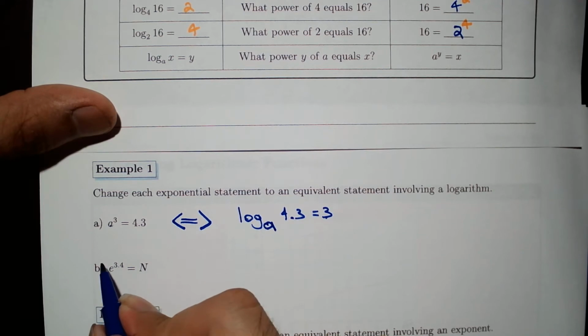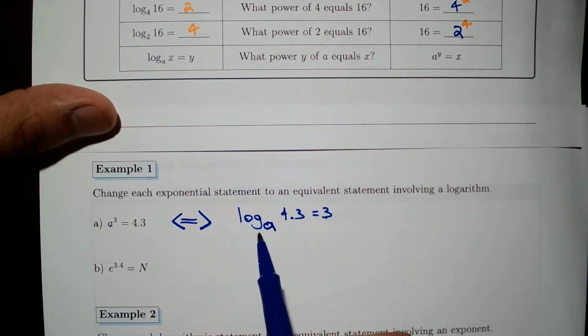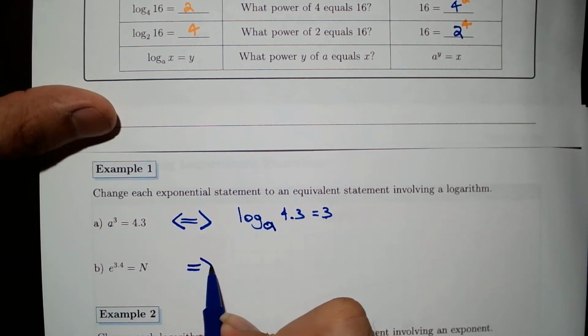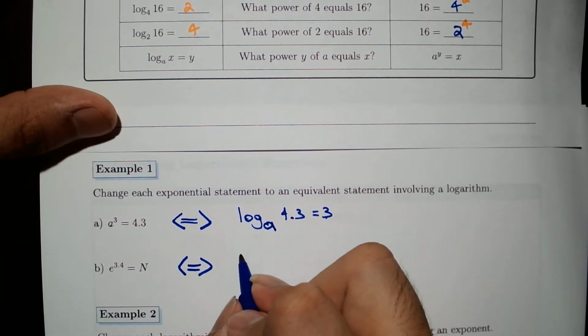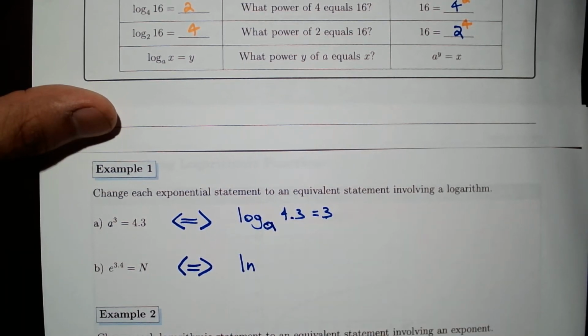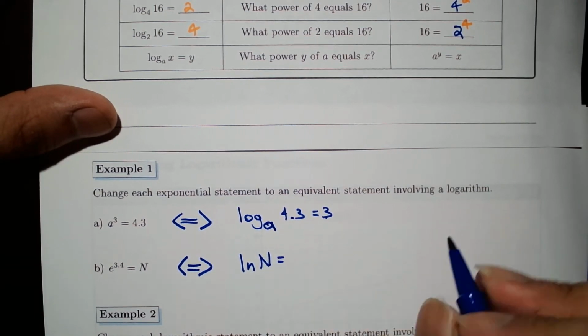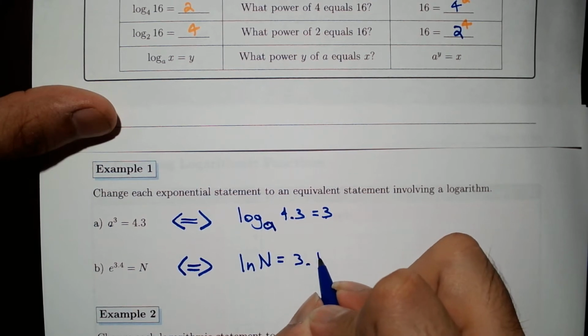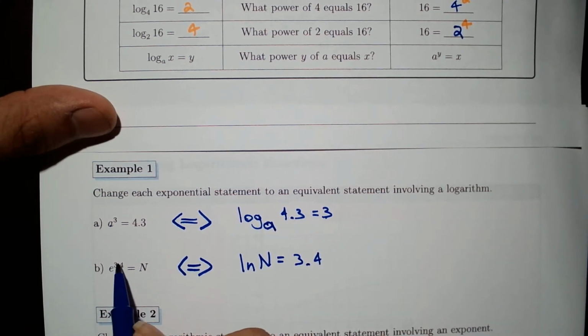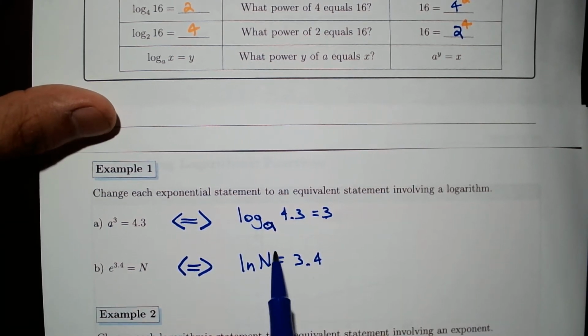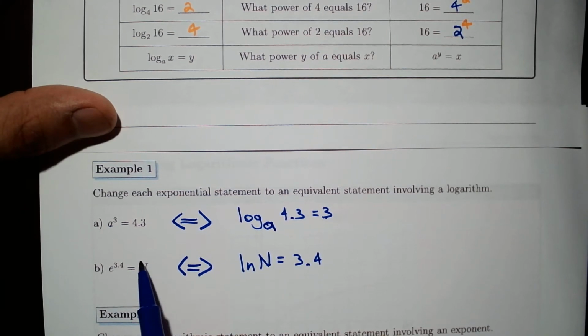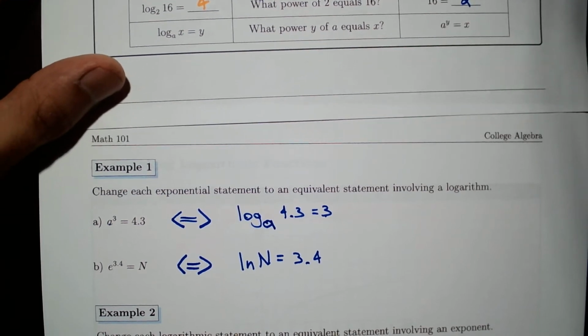And in this case we have base e. I'm not going to write log base e. For the special number e we have ln. Alright, we have ln of n equals 3.4. In other words, the exponent goes to the right hand side of the equation and the quantity that was here has the ln operator.